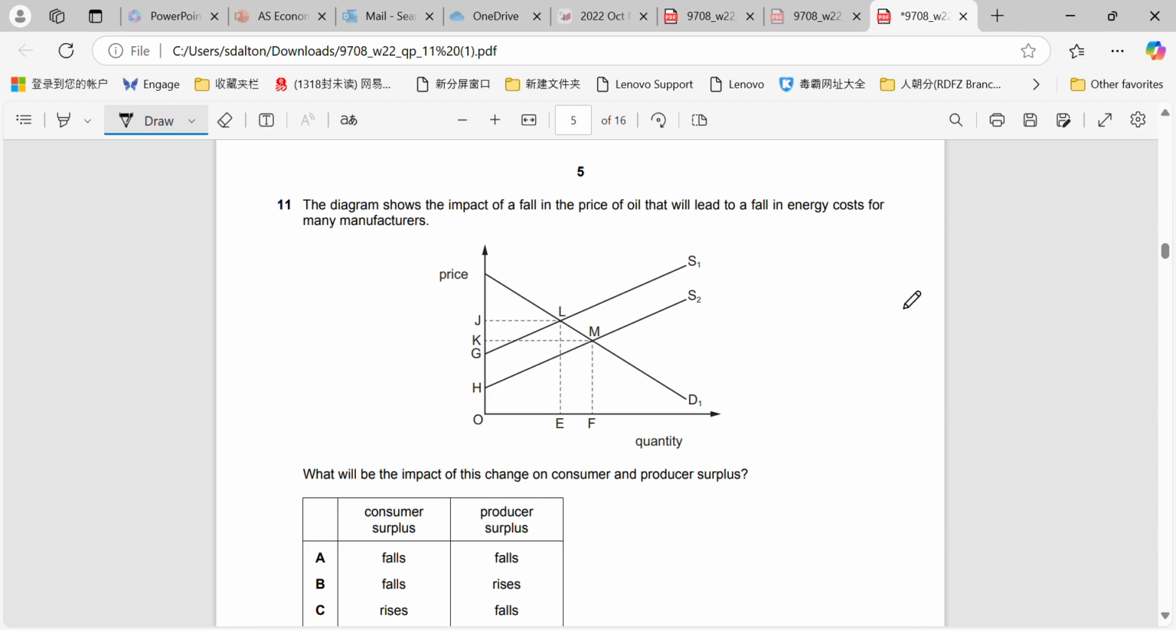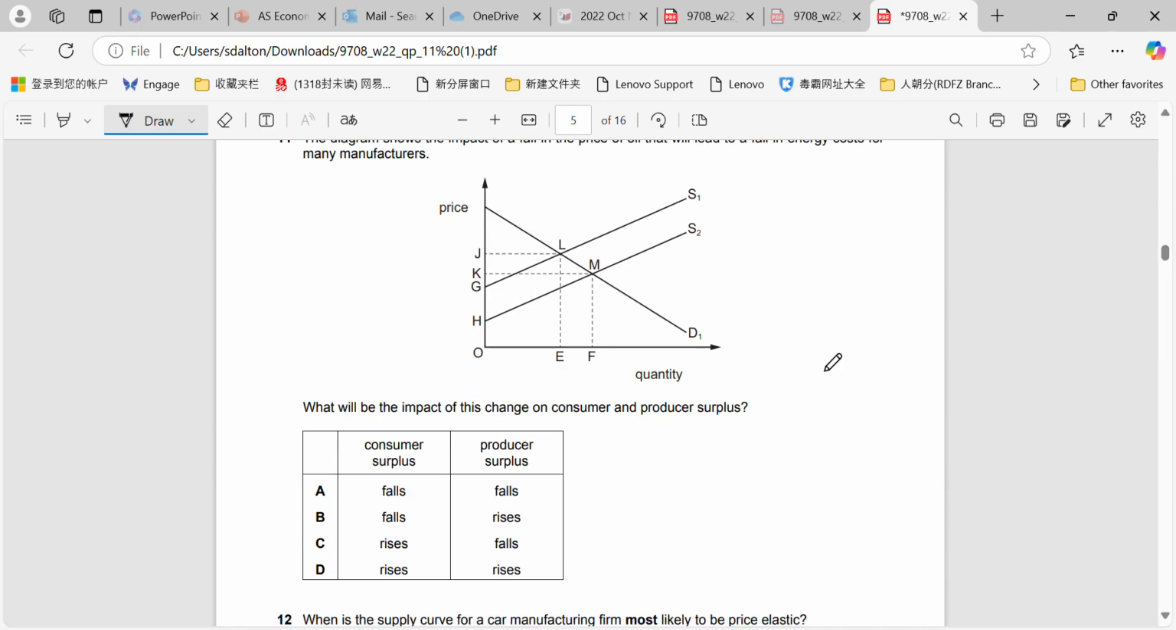Diagram shows the impact of a fall in the price of oil that will lead to a fall in energy costs for many manufacturers. What will be the impact of this change on the consumer and the producer surplus? Okay, so initially we start here. So initially JL is our consumer surplus, right? If we have a decrease in the price, we can see that this area in here is our gain of consumer surplus, so our consumer surplus will get bigger.